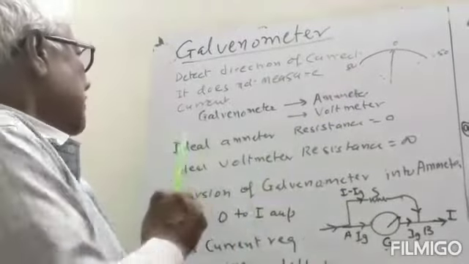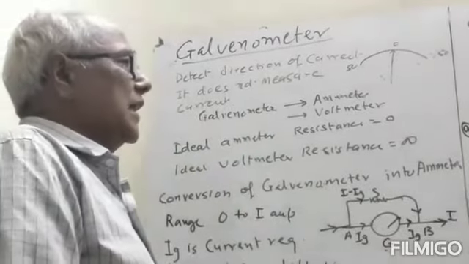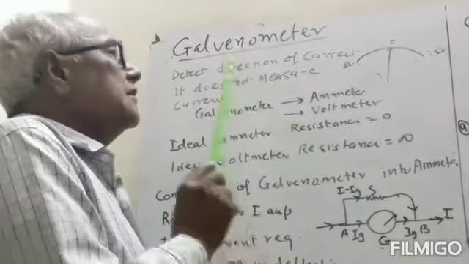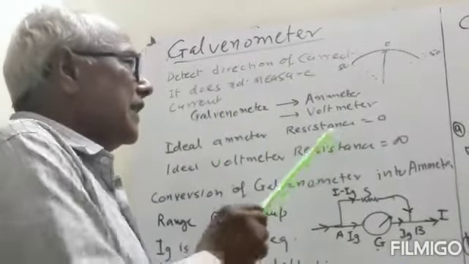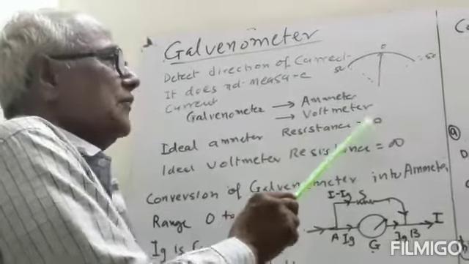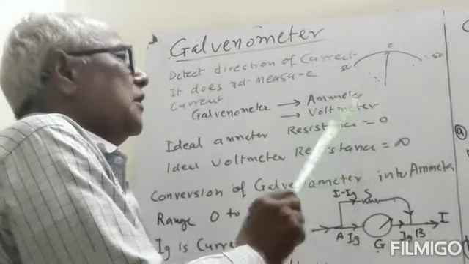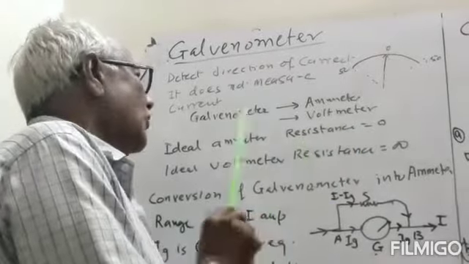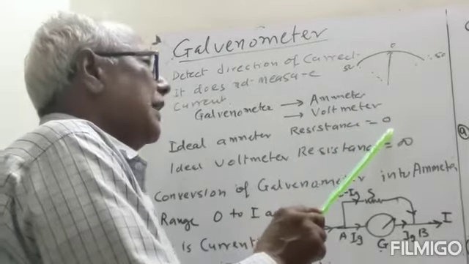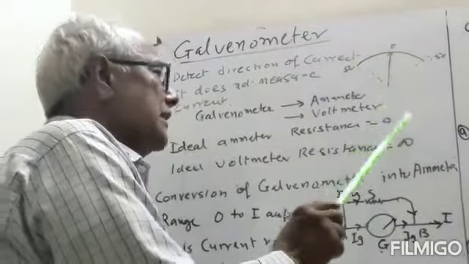Now, what is the use of ammeter? Ammeter is used to measure the current in the circuit. So, ammeter is always connected in series with the circuit. If resistance is zero, then it will not change the current. But it is not possible to have zero resistance. So, the resistance of ammeter should be negligible so that it doesn't change the current of the circuit.